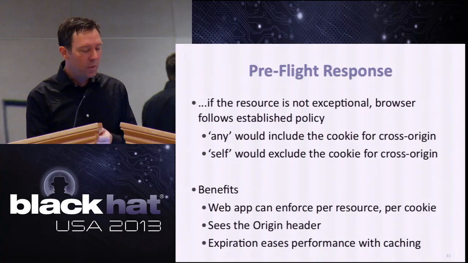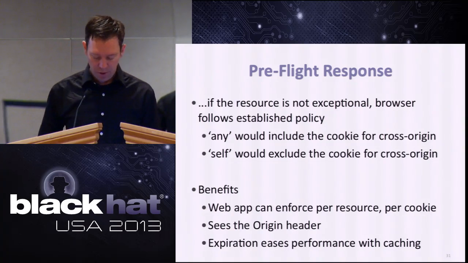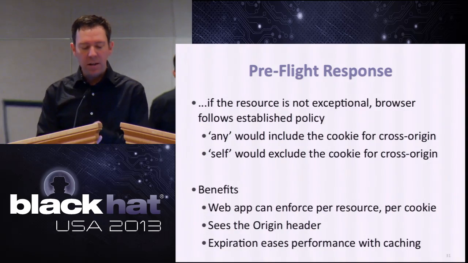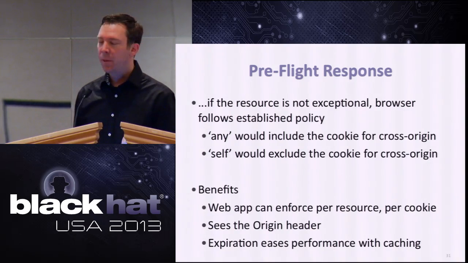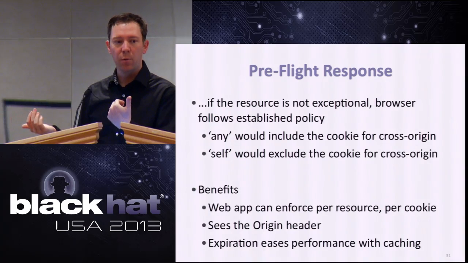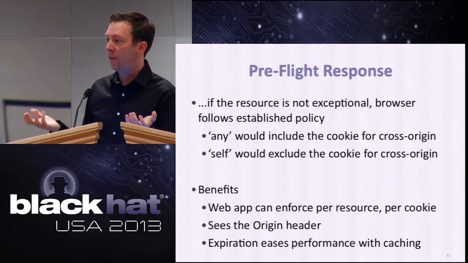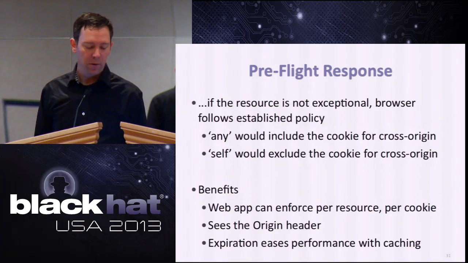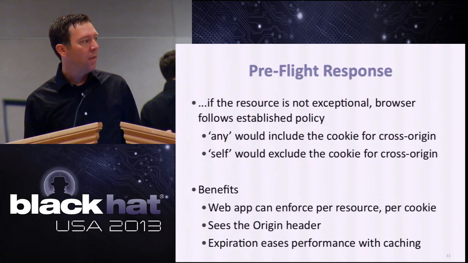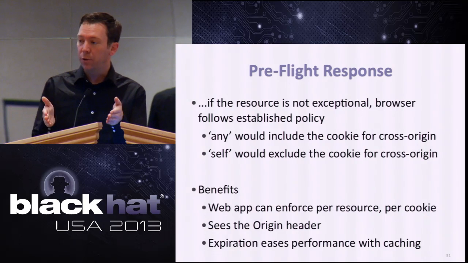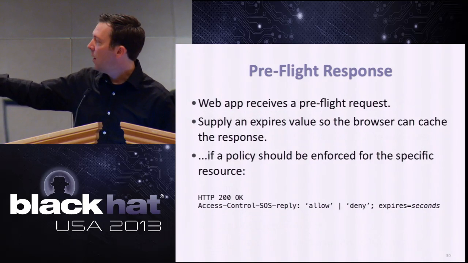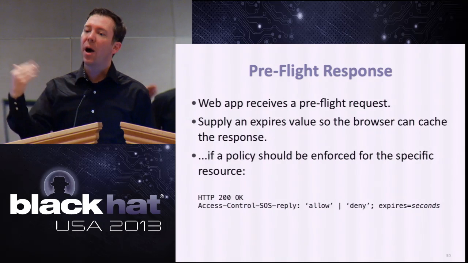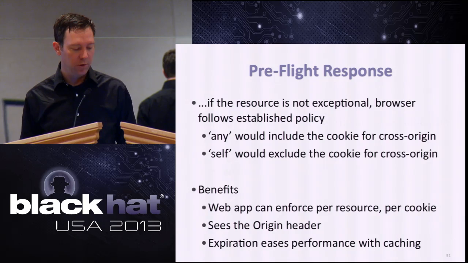So the idea, to help reinforce what we're talking about here, is that if you had a default policy of any, your cookie is going to come across in a cross origin request. Basically, it's going to act like the web acts today, unless you get an exception in this response. If your policy is self, then the browser is going to say, I'm not going to include this cookie unless that particular resource says, yeah, go ahead, send along this cookie from that cross origin.